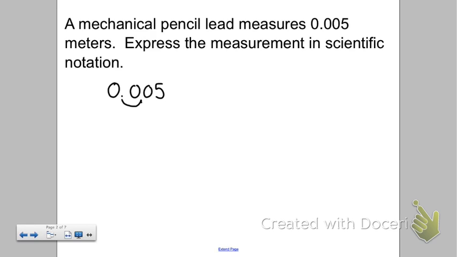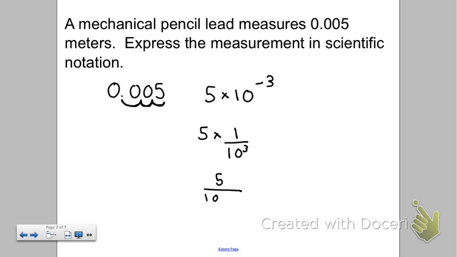I have to move my decimal 1, 2, 3 times to the right, and I end up with 5 times 10. Since I moved my decimal point 1, 2, 3 times to the right, this is going to be a negative 3. The reason why it's negative 3: this can become 5 times 1 over 10 to the third power, which then becomes 5 over 1,000.